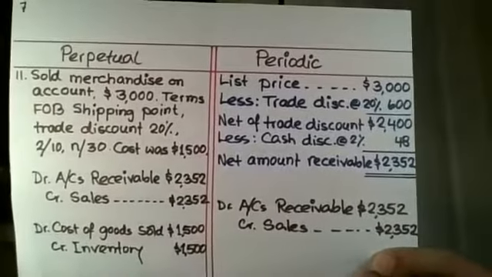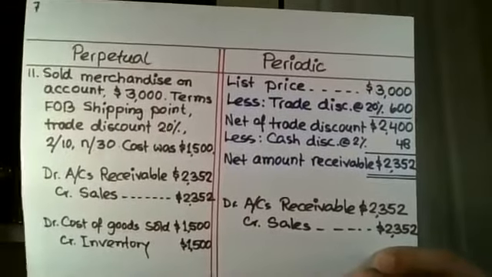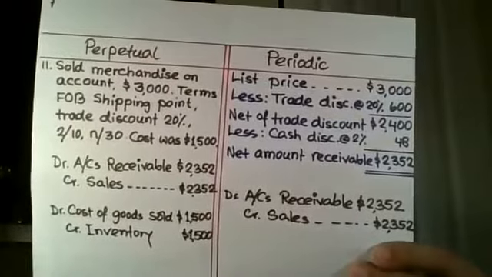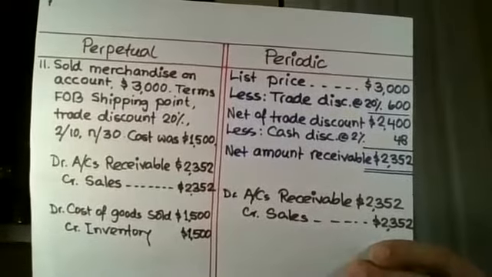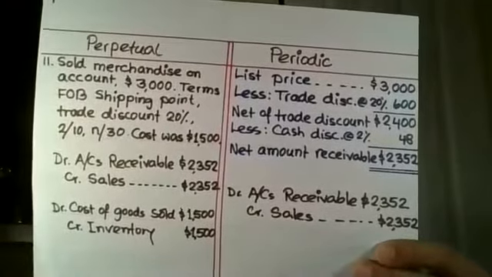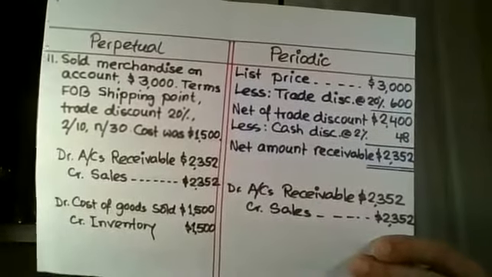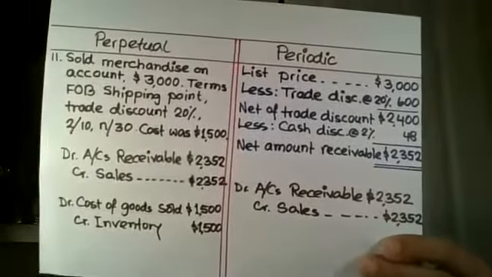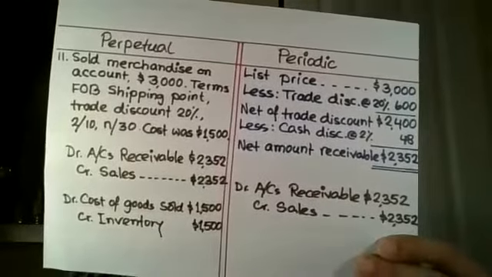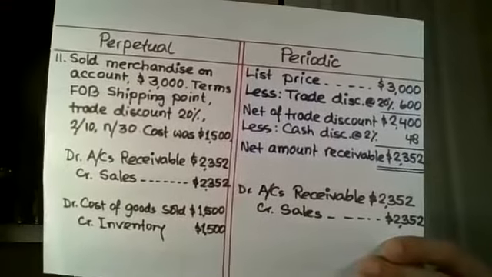The transaction is: sold merchandise on account, $3,000, terms FOB shipping point. The seller is responsible up to the shipping point, but you can still pay the freight if the customer requests. So FOB shipping point, trade discount 20%, 2/10, n/30. 2/10 means you're going to receive a 2% discount if you pay within 10 days, but if you pay beyond 10 days, you have 30 days to pay. The cost of these goods was $1,500.